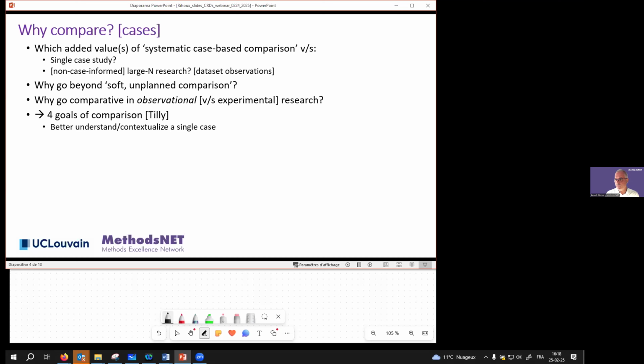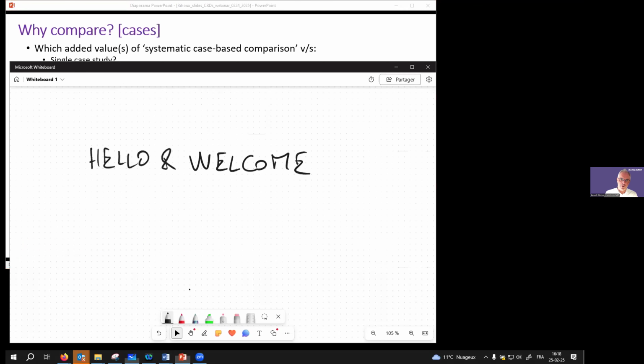The first one does not seem to be comparative. In fact, you want to use the leverage of comparison to better understand or better contextualize one single case of reference. For instance, let me take a topic in my field of political science or contemporary history. You have the French Revolution, right, as a major case, and let me actually use this as an example here.